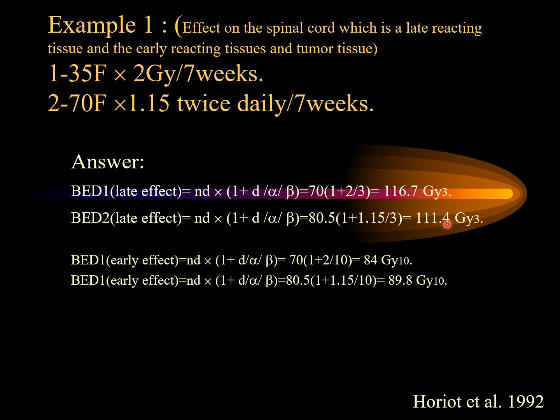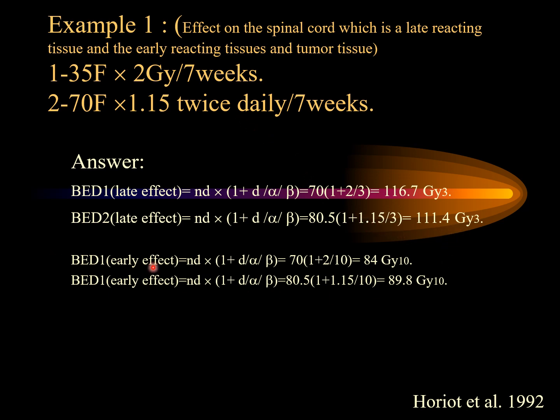And if you go back to our cell survival curve, I told you that the late reacting tissue with a small dose per fraction can tolerate the dose better. You can see here, with an alpha beta ratio of 3, that our late effect with the fractionation of 1.15, reducing the dose per fraction, even if it's twice a day, is still cooler on the spinal cord, as you can see here.